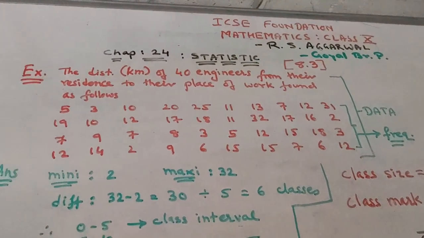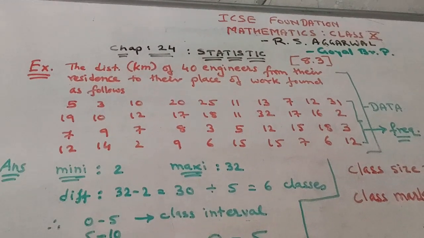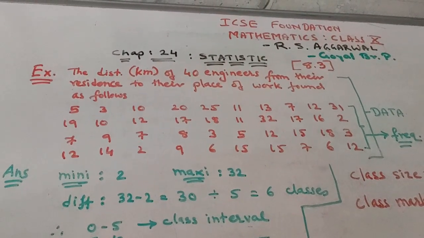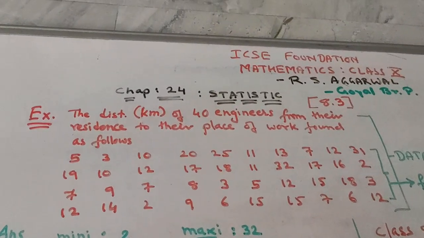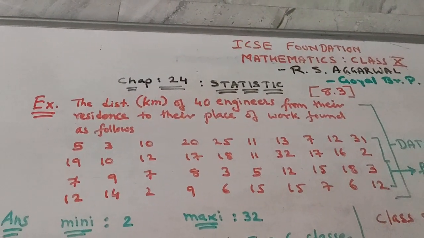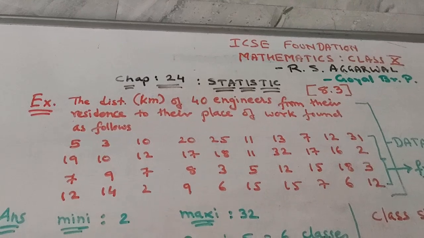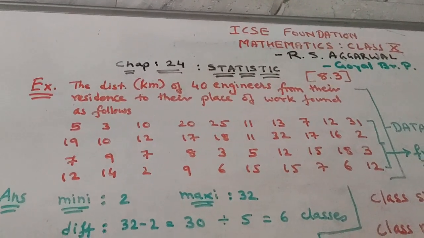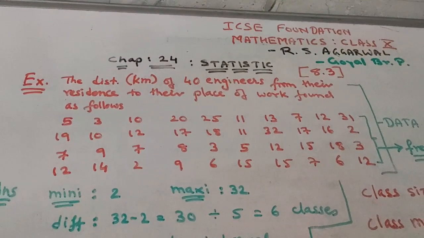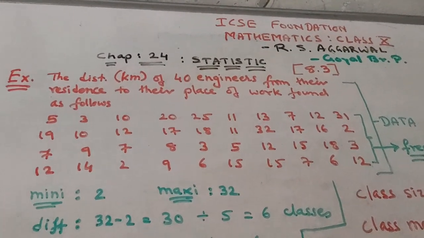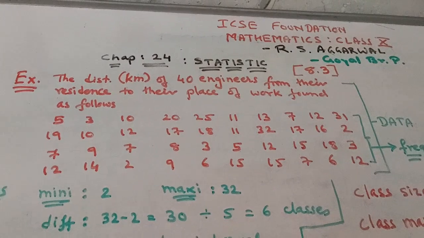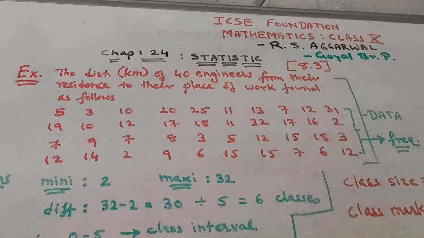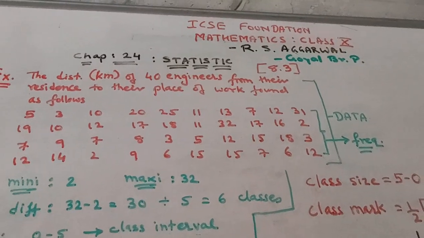We are working with the statistics unit, and as I told in the previous unit, we are going to work out with an example. So here this is an example. The distance in kilometers of 40 engineers from their residence to their place of work is found as follows: 5, 3, 10, 20, and so on, 7, 6 and 12. As I told in the previous episode, I'm going to show you some terms and terminologies related to statistics. So first one is the data.